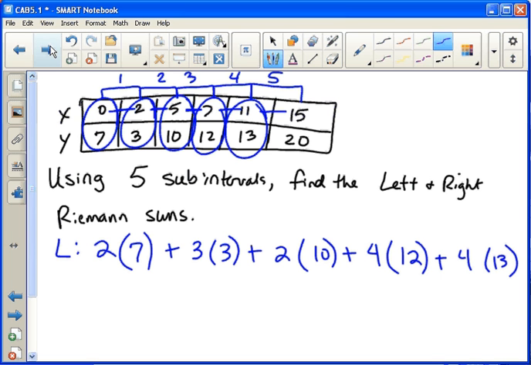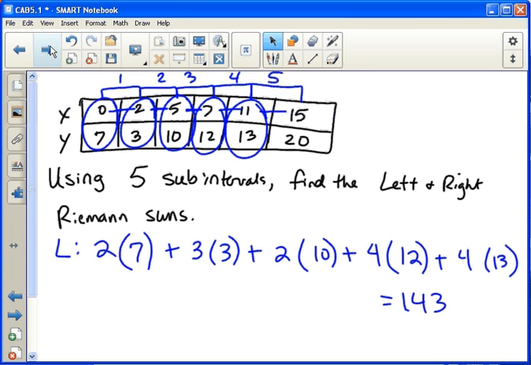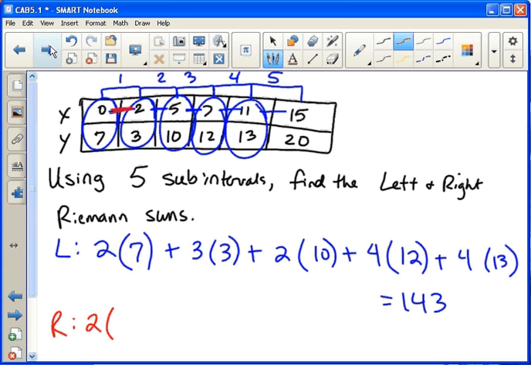Okay, now let's go back through and do the right Riemann sum. Again, we can't just pull one thing out front because they're not the same. So, from 0 to 2, that's a distance of 2. It's a width of 2. I use my right endpoint, which is at 2, so I use a height of 3. Then from 2 to 5 is a distance of 3. My right endpoint is 5, so that's a height of 10. Then I have a distance of 2, and I use the 12. And a distance of 4, and I use the 13. And then a distance of 4 again, and I use the 20.